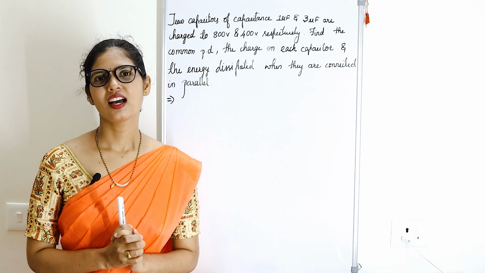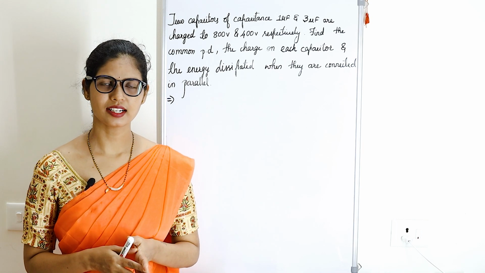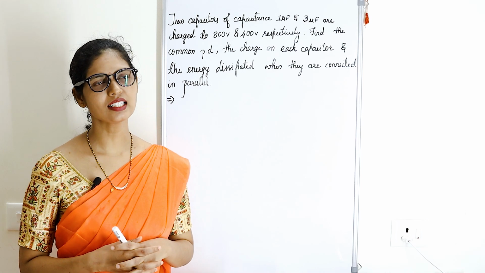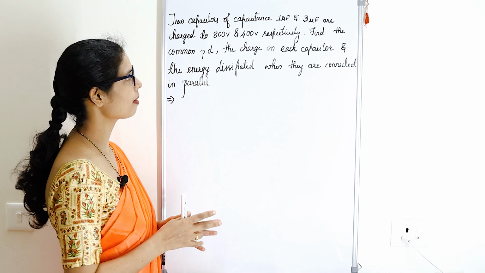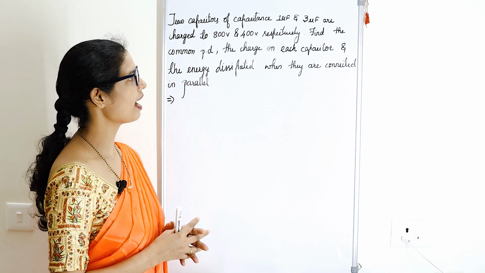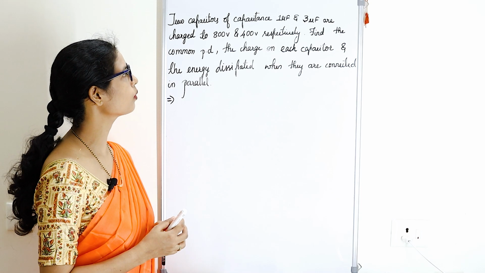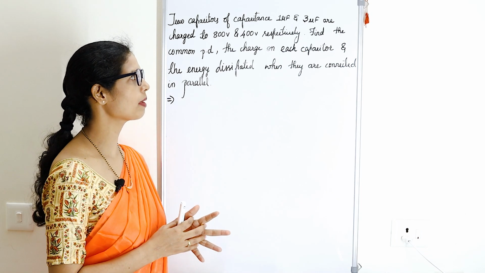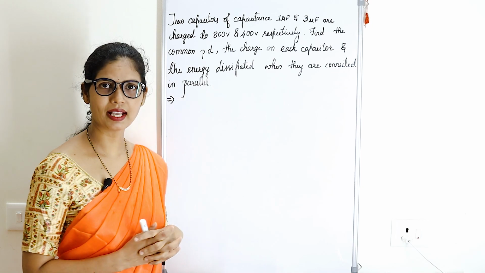Hello everyone. Today we're going to solve some of the problems from the chapter electrostatic potential and capacitance. The problem here is: two capacitors of capacitance 1 microfarad and 3 microfarad are charged to 800 volt and 400 volt respectively. So basically they have considered two capacitors.